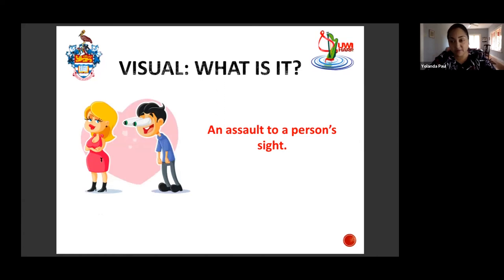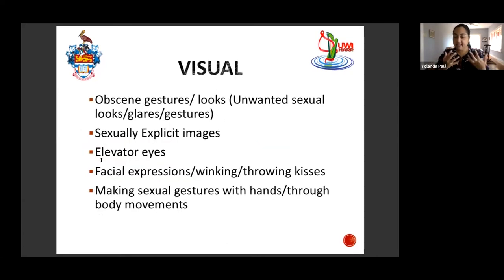I find it a very interesting definition. So what does that mean? It is about looking at somebody, and you can tell from the person's body language, the person who's looking at you, that they are looking at you in a sexual manner. They're sexualizing you. So examples of visual would be obscene gestures or looks.